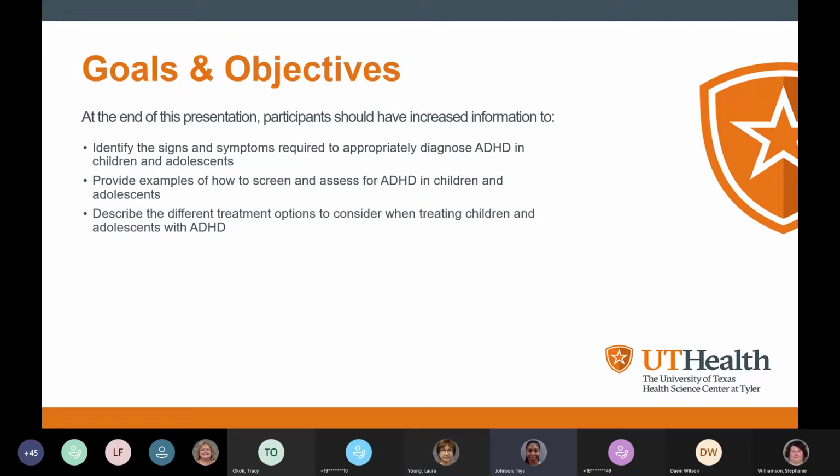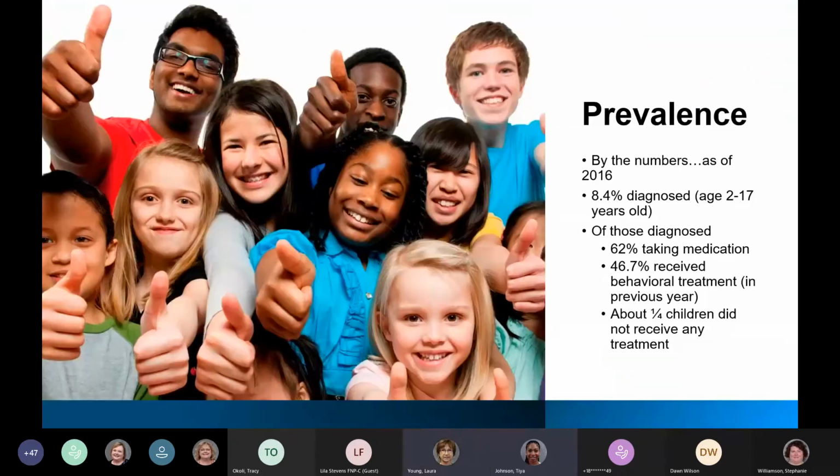Okay, so today's goals and objectives are as follows. At the end of this presentation, participants should have increased information to identify the signs and symptoms required to appropriately diagnose ADHD in children and adolescents, provide examples of how to screen and assess ADHD in children and adolescents, and then describe the different treatment options to consider when treating children and adolescents with ADHD.